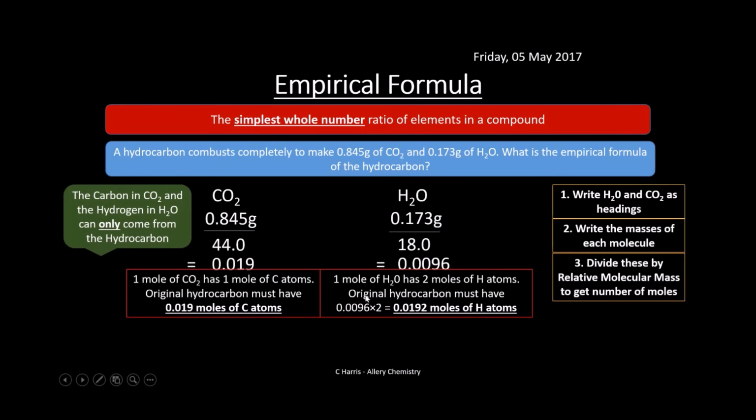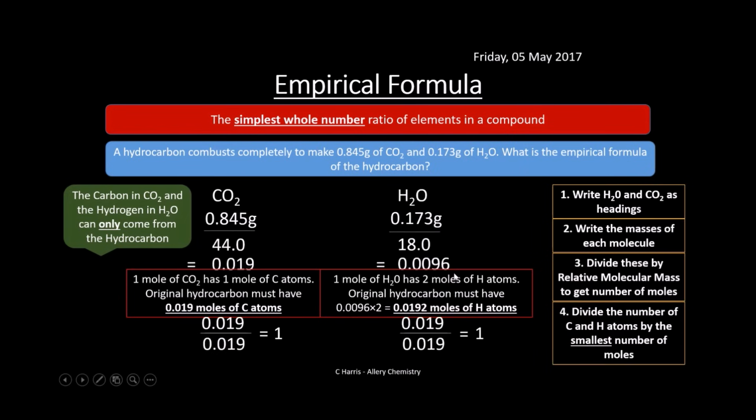So if we look at the hydrogen side this time, the carbon dioxide tells us the number of carbons in the hydrocarbon. The water will tell us the number of hydrogens in there. 1 mole of H2O has 2 moles of hydrogen because it's H2O. So the original hydrocarbon must have 0.096 times by 2 moles of hydrogen. So it has 0.0192 moles of hydrogen atoms. It's really important. The carbon and the hydrogen from here have only come from the hydrocarbon. So that's what we're using here.